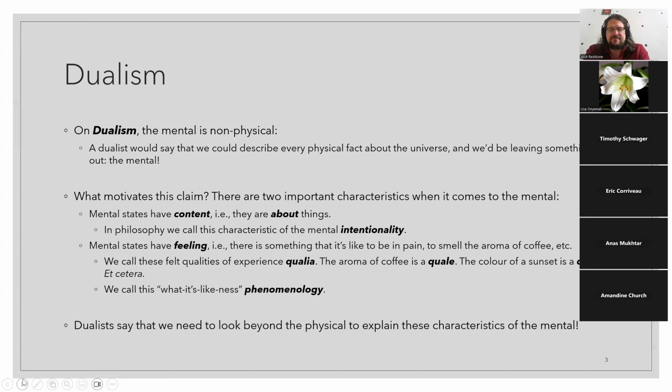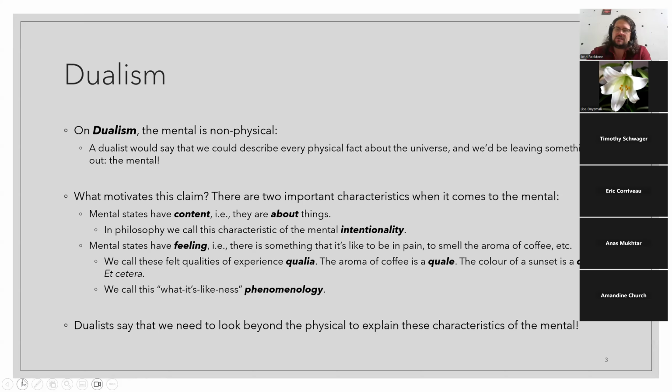Now, mental states also have feeling or subjectivity, right? There's something it's like to be in pain. If you stub your toe, there's something particular about stubbing your toe. There's a sort of unique, phenomenal, subjective characteristic to it that is different from, say, getting a paper cut. They're both pain, but one is different than the other. Getting a paper cut is like getting a paper cut, but stubbing your toe is like stubbing your toe.